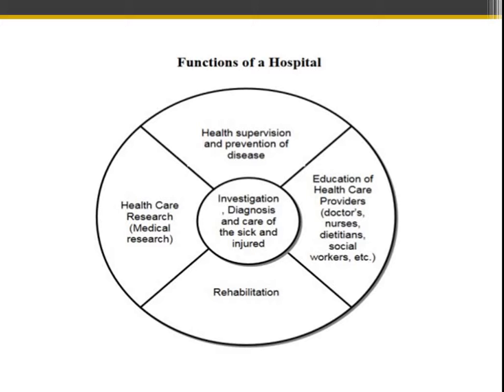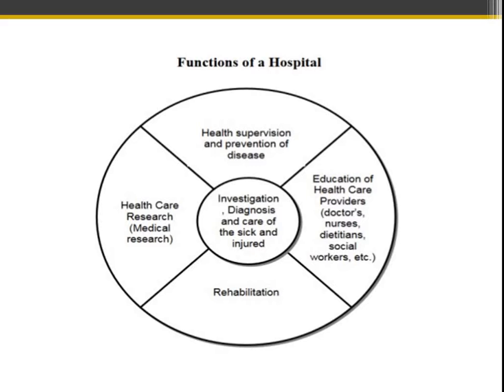Functions of a hospital. What does a hospital do? It takes care of 5 important components. The first component is health supervision and prevention of disease. It must supervise health and also take care of the prevention of disease. The next is education of healthcare providers. It might be doctors, nurses, dietitians, social workers, anybody who is involved in the healthcare system. Education of them would also be a function of the hospital.